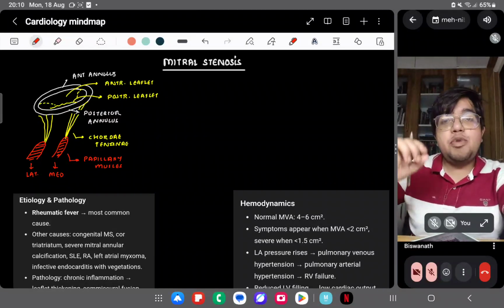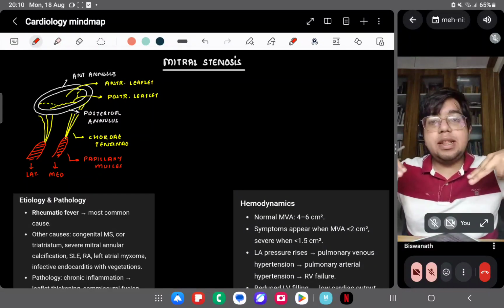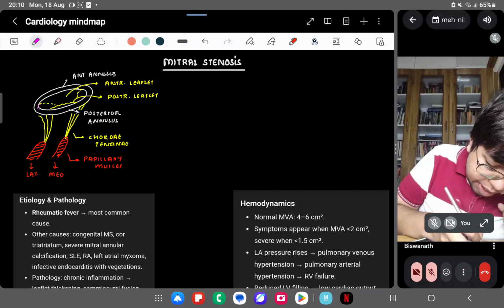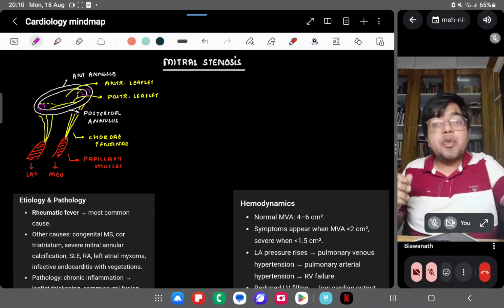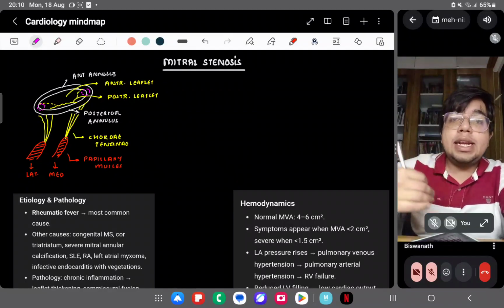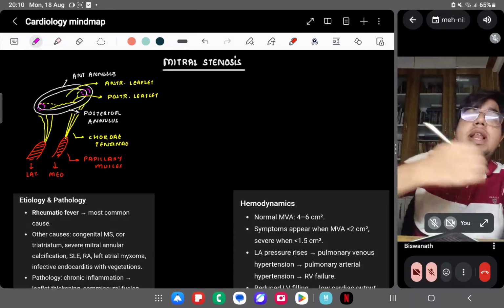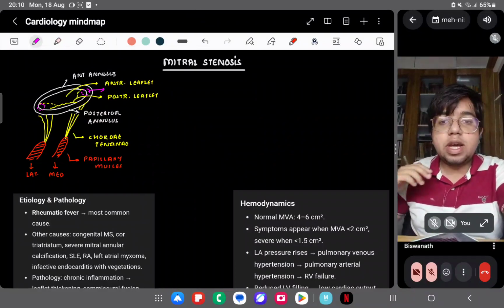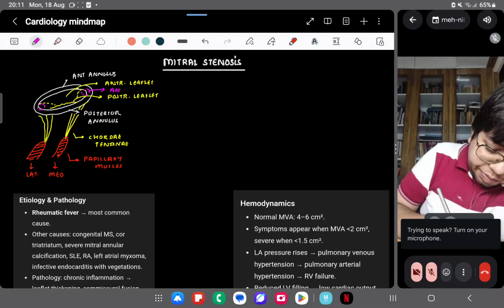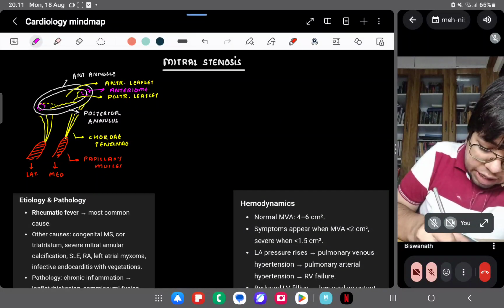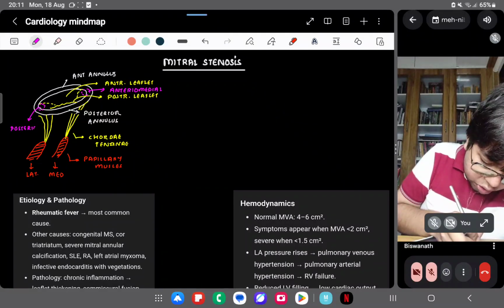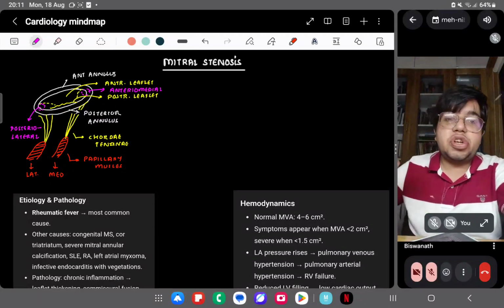Okay, and we have two commissures here. Two commissures are basically the end parts. We have a fold like this part which I'm shading in pink. We have the anteromedial commissure and the posterolateral commissure. So here, anteriorly and a bit medially, we have the anteromedial commissure, and here we have the posterolateral commissure.